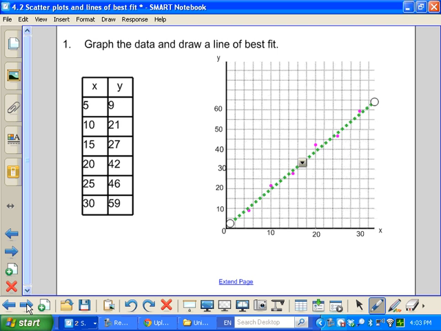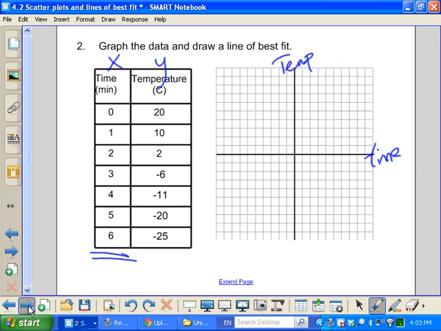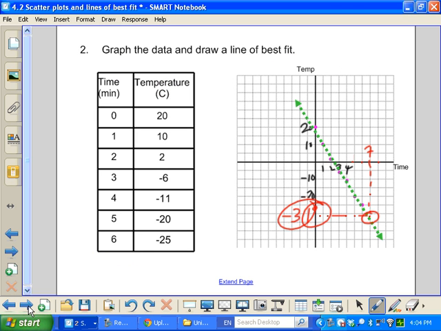This one here looks like it goes through the origin, right? It looks like it goes through 0, 0. That's fine, but that might just be a happy coincidence. Because take a look at a few of the other examples. Our temperature versus time graph. You can see that this line does not go through the origin. Okay, right? That's fine. The line just doesn't go through 0, 0.